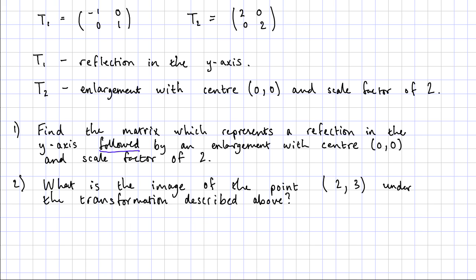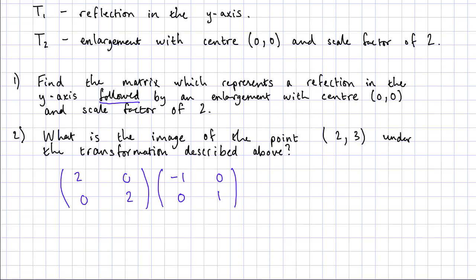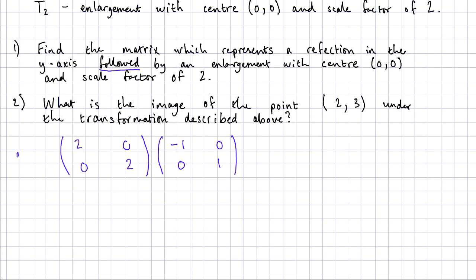Okay, and the two matrices, so I'm going to have T1 here, so that's going to be -1, 0, and then 0 and 1, and T2 needs to go here, 2, 0, and then 0 and 2. So I'm going to multiply these now. So this is question 1. When I multiply this, I'm going to get one matrix, and that matrix is going to be my answer for question 1. So let's do that now.